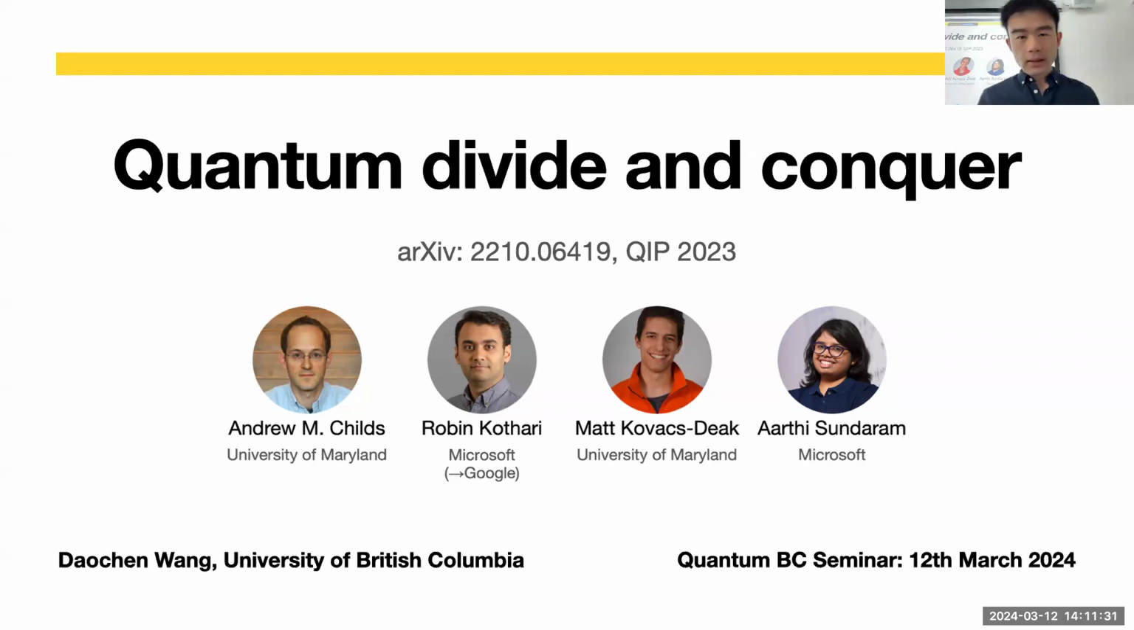So today I'll be talking about some work I did on quantum divide and conquer with some brilliant co-authors. So that's my advisor, Andrew Childs, Robin Kothari, who at the time was a researcher at Microsoft and has since moved to Google Quantum AI. Another student of Andrew's, Matt Kovacs-Deak, and also Aarthi Sundaram.